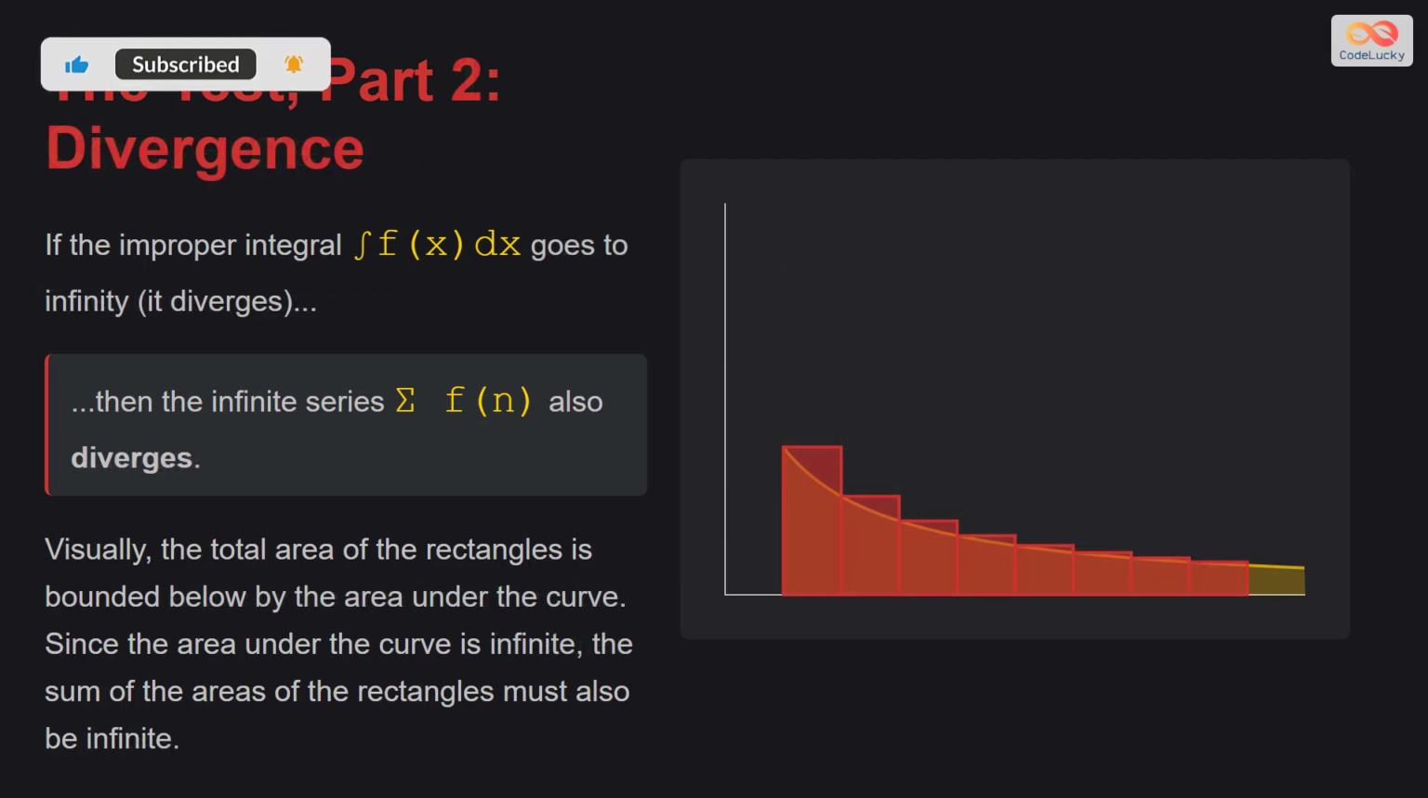Conversely, if the improper integral diverges, meaning its area goes off to infinity, then the infinite series must also diverge. In this case, the area under the curve acts as a floor. Since this floor is infinitely large, the sum of the rectangles sitting on top of it must also be infinite.